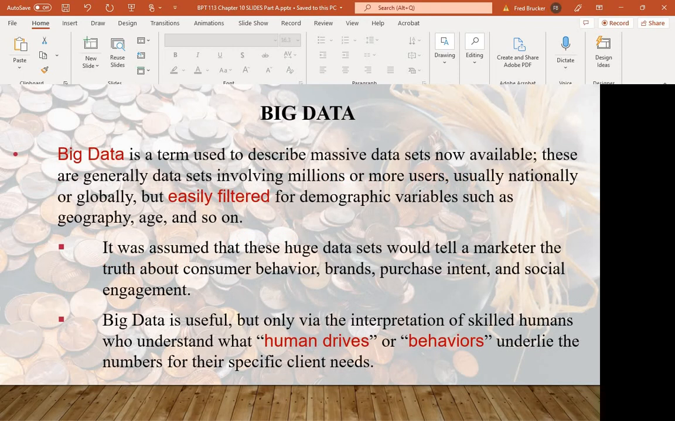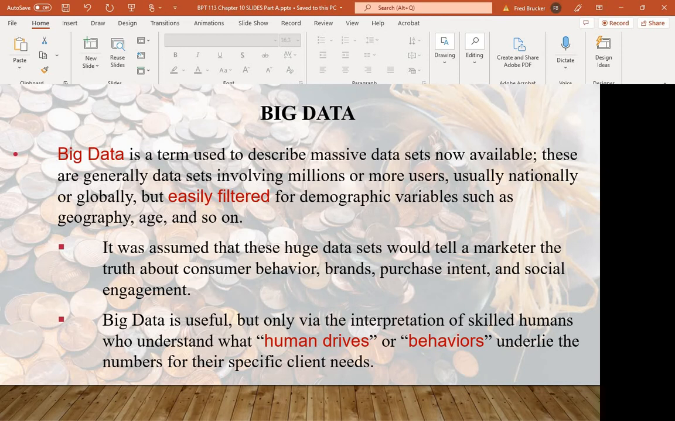Now, big data. Big data is a term used to describe massive data sets now available. These are generally data sets involving millions or more users, usually nationally or globally, but they're easily filtered for demographic variables. There's all sorts of ways that we can parse out the data that is collected online these days.